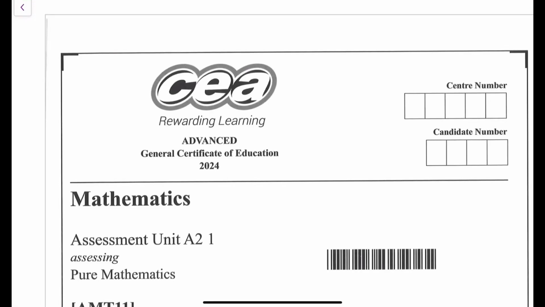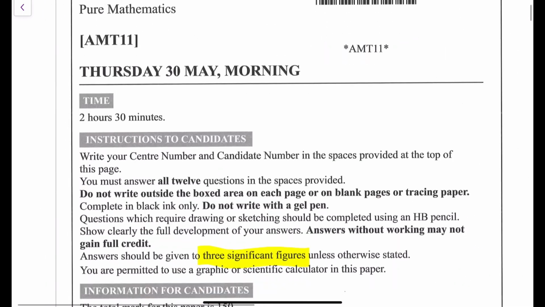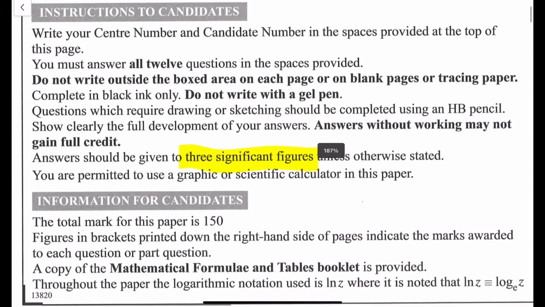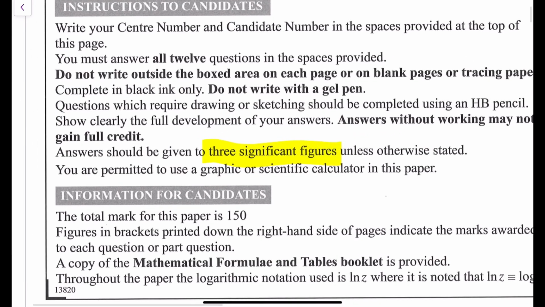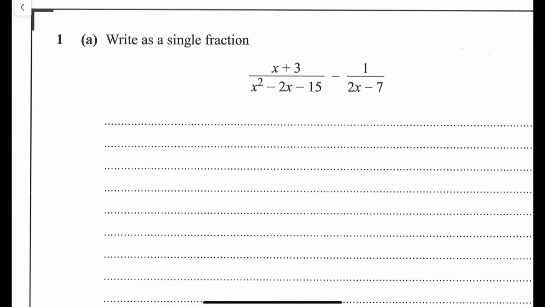These are the solutions to the 2024 CCEA Mathematics A21 paper, which was a fairly tricky paper. First thing on your first page, it tells you 3 sig figs for answers unless told otherwise. The first question says, write as a single fraction. So what you want to do here is cancel down anything by using a wee bit of factorization.